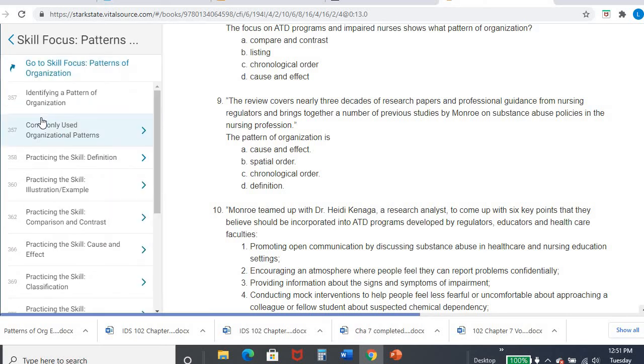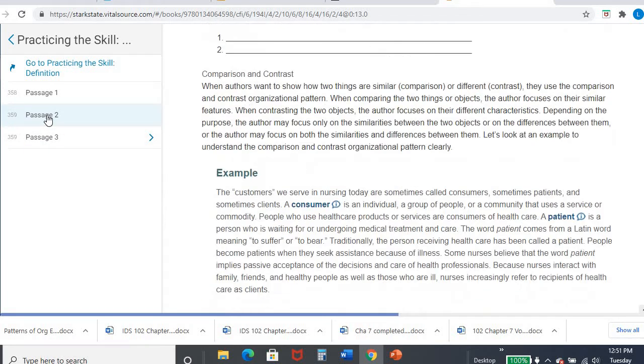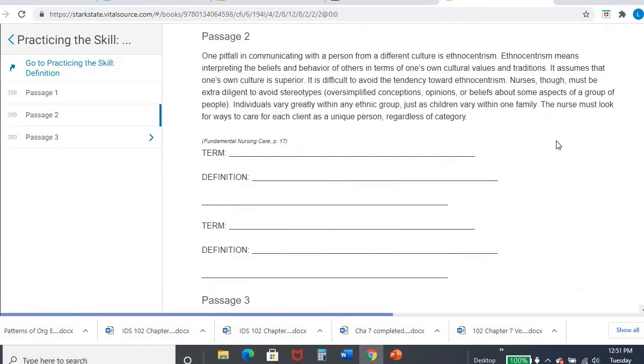Focus skill. All right, we're right around here, page 359, passage 2. There we go. So what this wants you to do is, in this paragraph, and I'll do the first one with you.